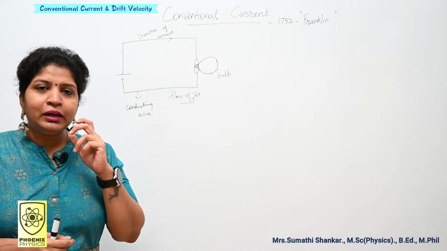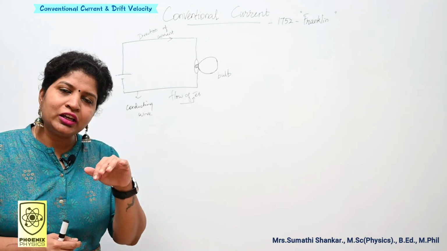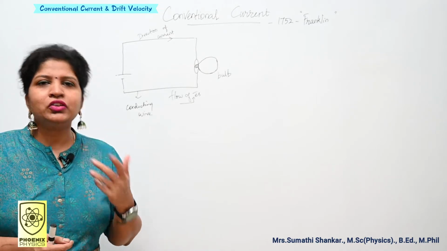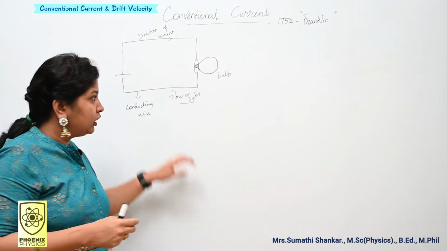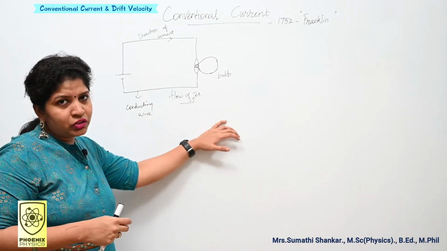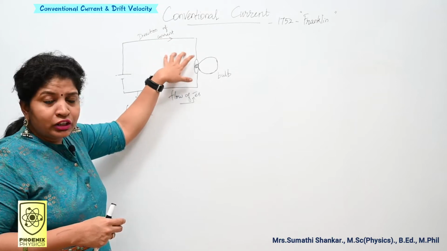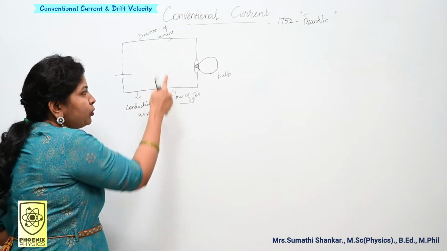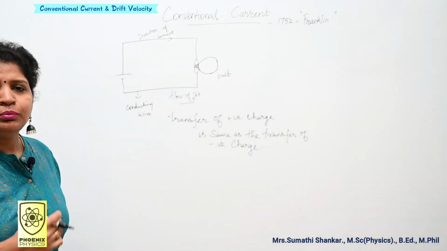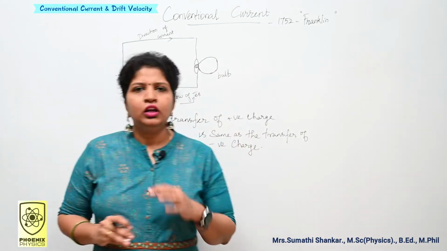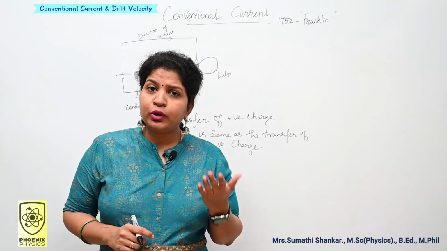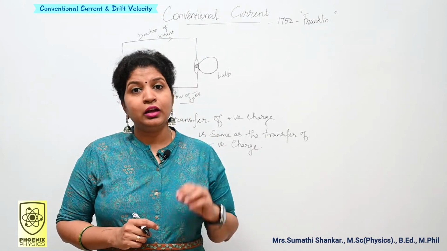But in metal, the charge carrier is the electron, whose charge is negative. From this diagram, you can say the flow of electrons and the direction of current point in opposite directions. Mathematically, a transfer of positive charges is the same as the transfer of negative charge in the opposite direction.